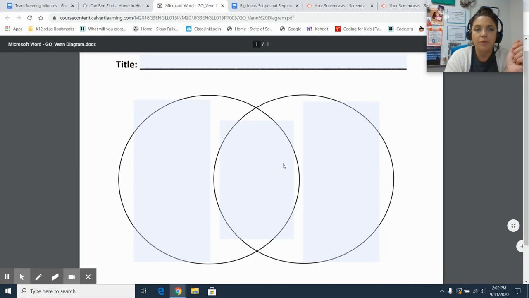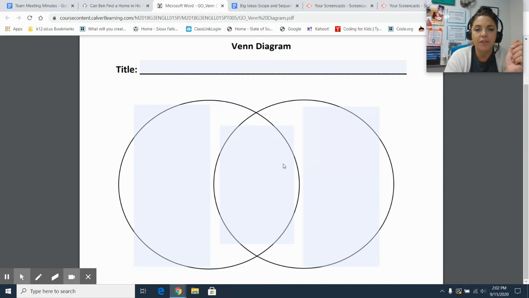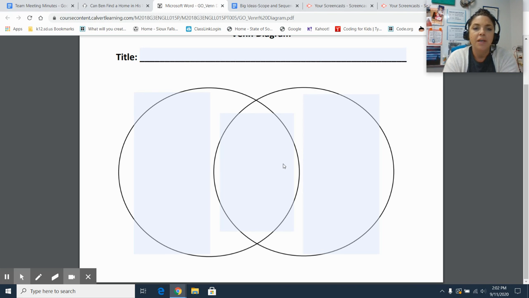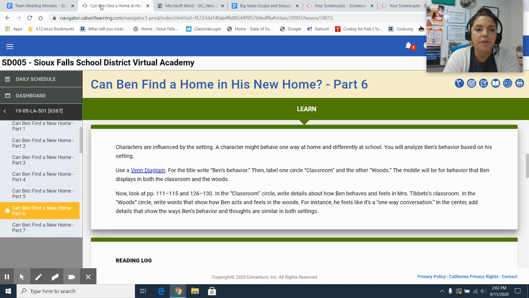If you didn't remember what a Venn diagram is, after looking at this you're probably like, oh, now I know what it is. And it gives you directions of what you're supposed to do. You're supposed to look at these pages and then these pages, and you're supposed to label your circles. One of the circles will be classroom and the other one is going to be woods. And then in the middle, for the behavior that Ben displays in both the classroom and the woods, that's where the same is. Okay.